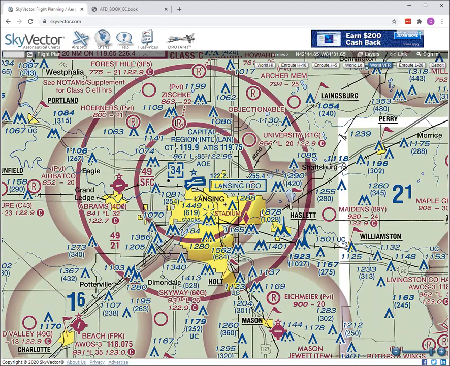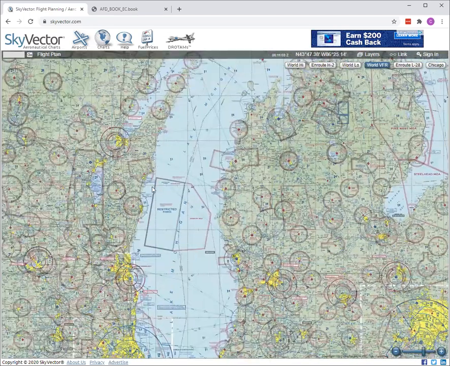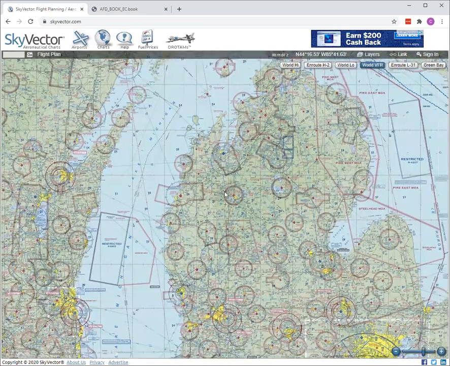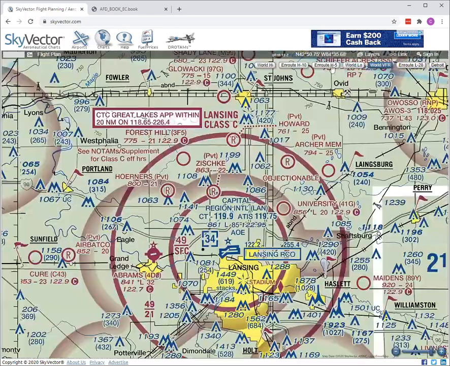So that's basically all we talked about last time. So I guess before we continue on with some of the other symbology, does anybody have any questions about any of those symbols or what they mean or any of the boxes?